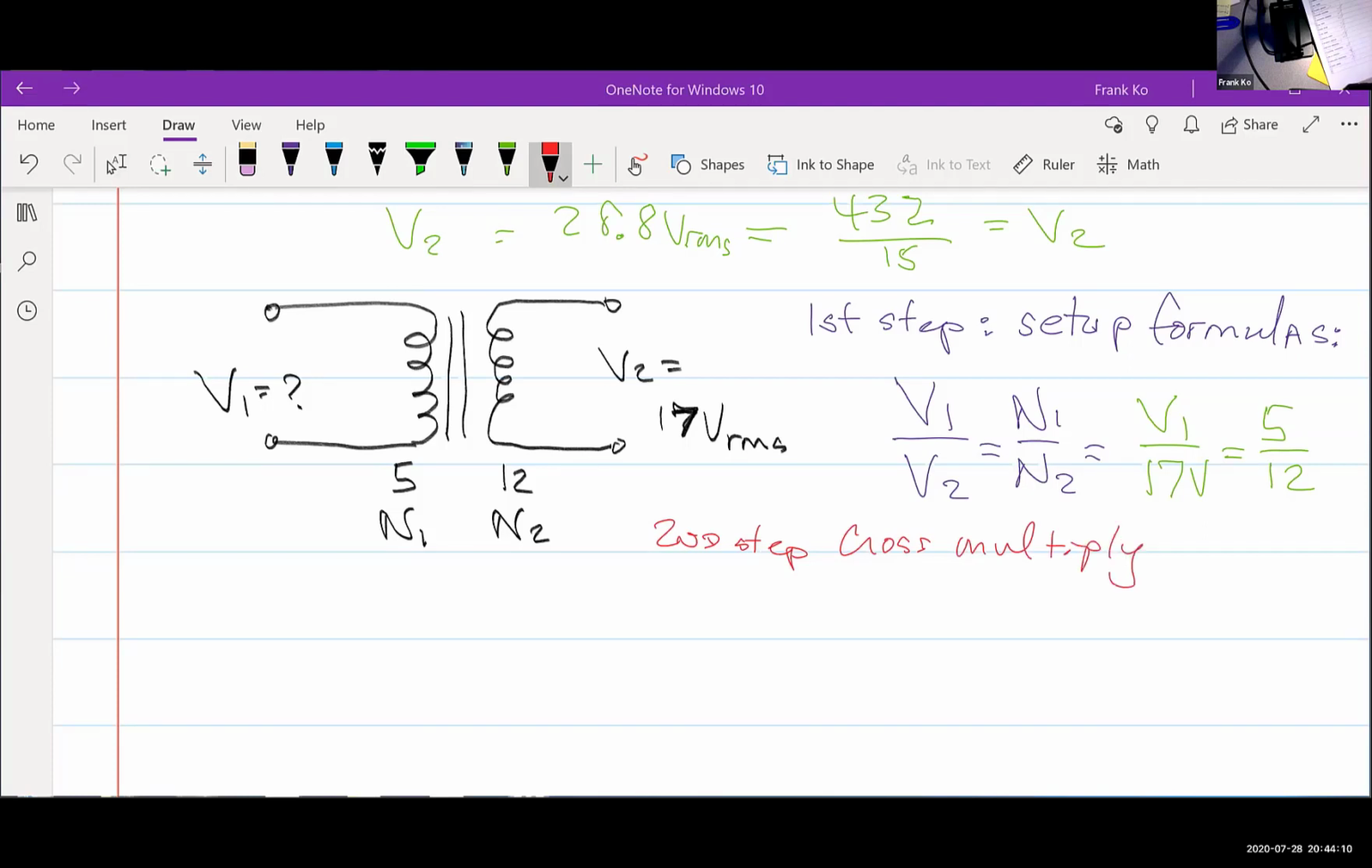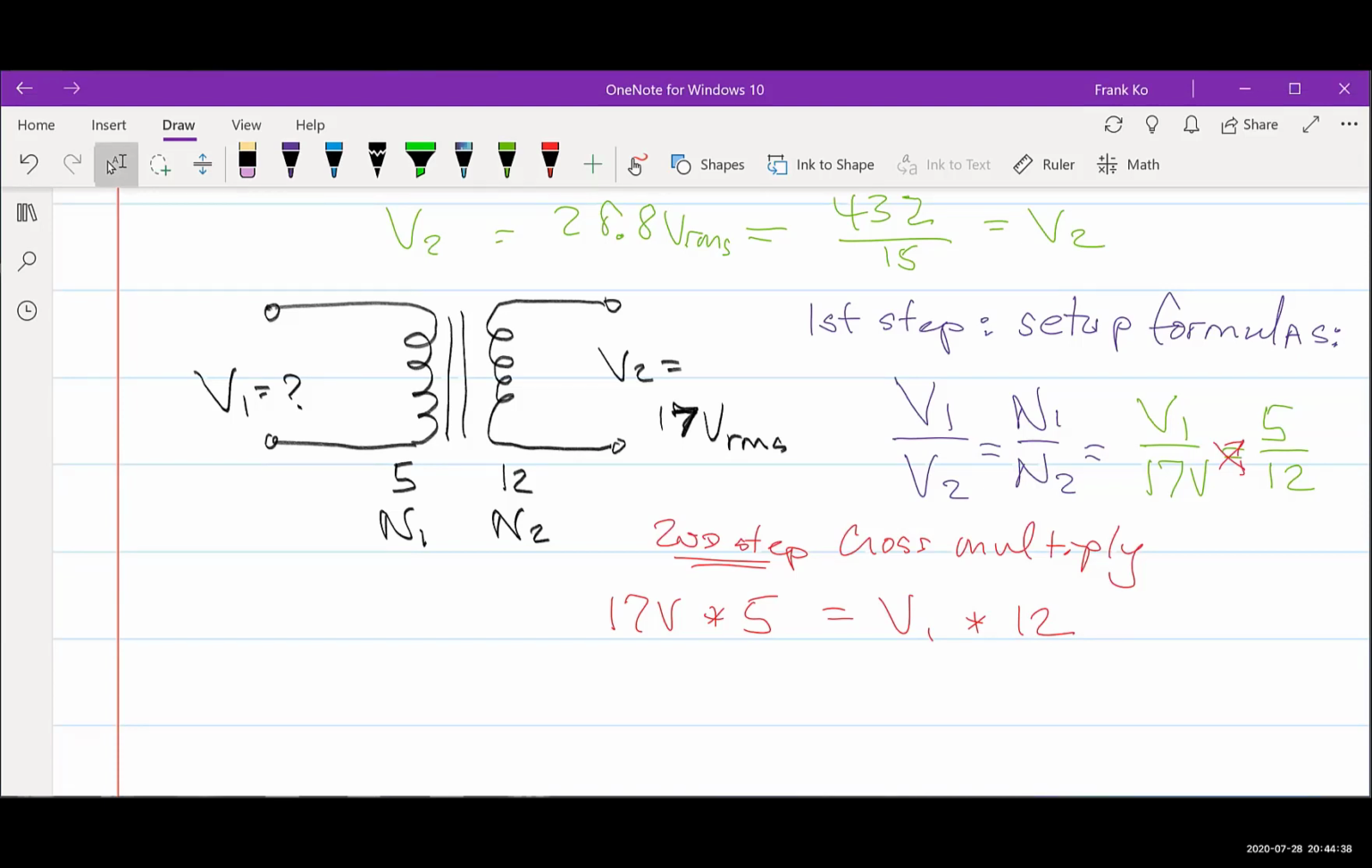And so when I cross multiply like this, my equation will be 17 volts times 5 is going to be equal to V1 times 12. So far, so good. All right, so that's a good second step. And now let's go ahead and continue. The next question goes to Harpreet. What would we do next?